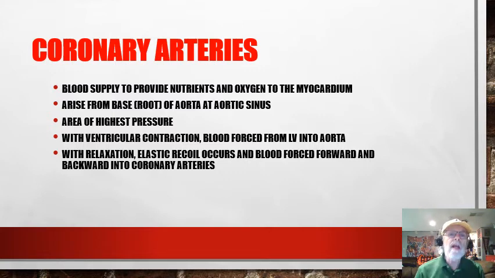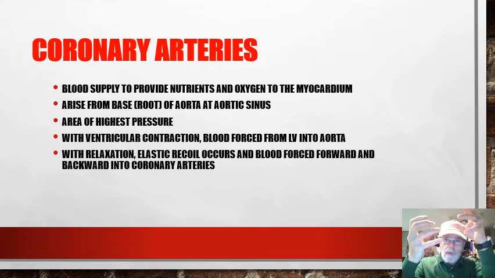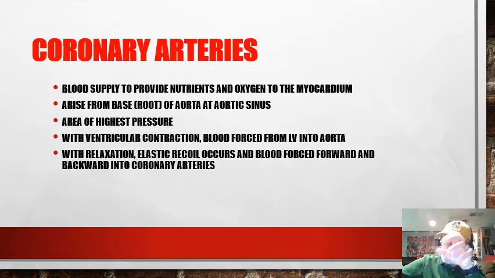Okay, they arise right where the aorta starts. You couldn't see it on those last images because it's right behind that pulmonary artery. There's a hole on the right side, there's a hole on the left side, and it's an area of very high pressure. That way, the pressure in the aorta at that point allows blood to go out there to provide a nice blood supply to the heart. Okay, and again, with ventricular contraction, blood's forced from the left ventricle into the aorta, some of it goes out, but when the aortic valve closes after all the blood's pumped out, because the aorta is elastic, it stretches. When it recoils back, most of the blood's going to go forward, but some of it will go back towards the aortic valve and forces it out through the coronary arteries again.